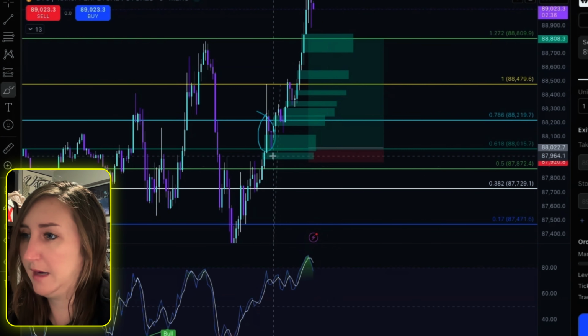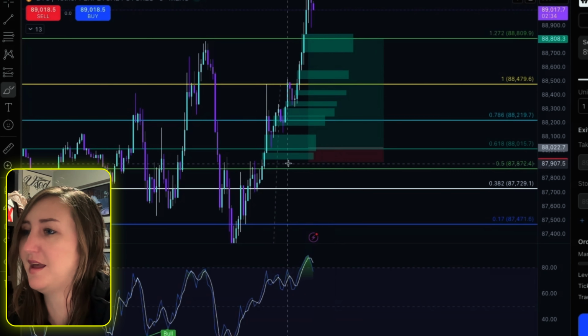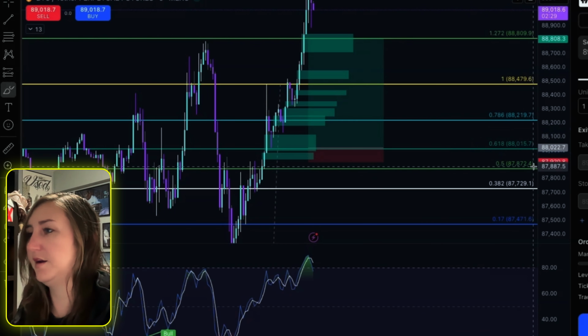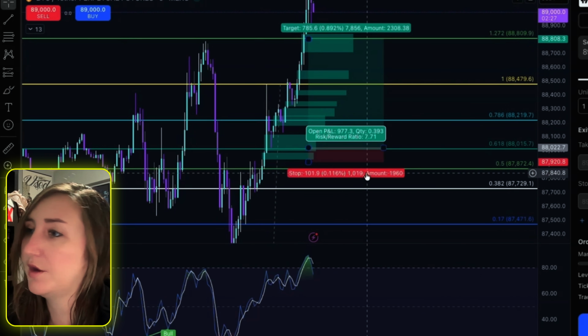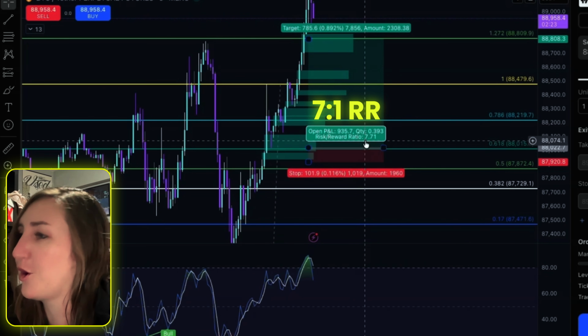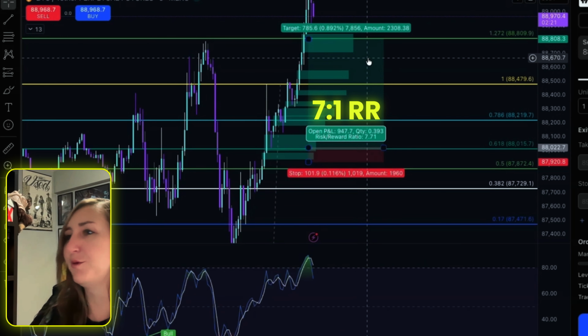Could we come all the way back down to this fair value gap? Yeah, that's why I put it a little bit below that. But we have our 0.618 area here too. And this actually would have been a sweet trade at 7 risk reward ratio. So kill me on that one.